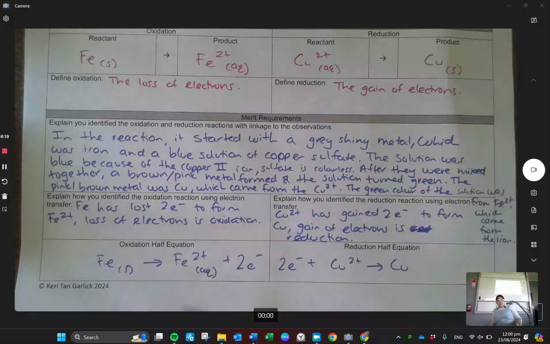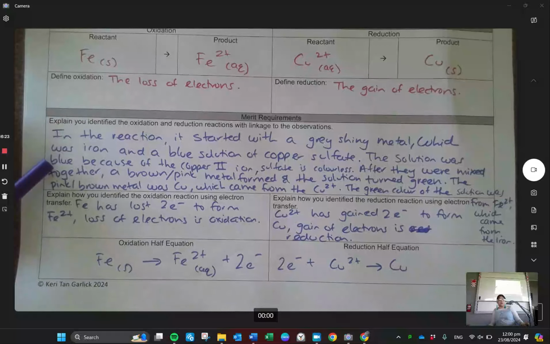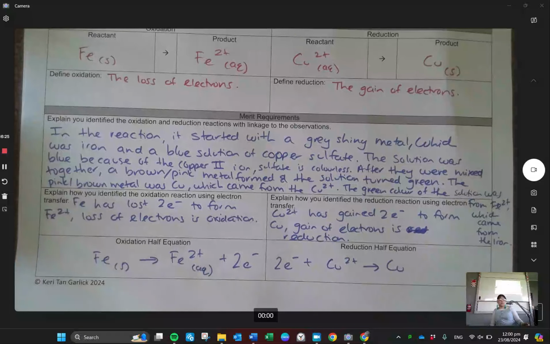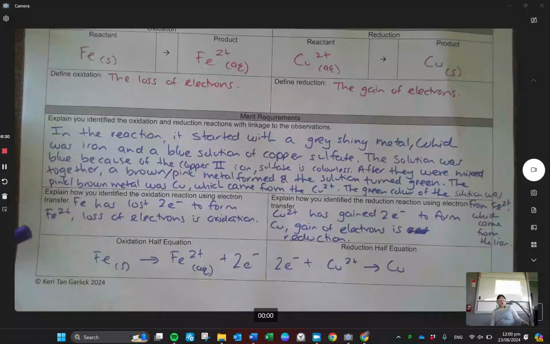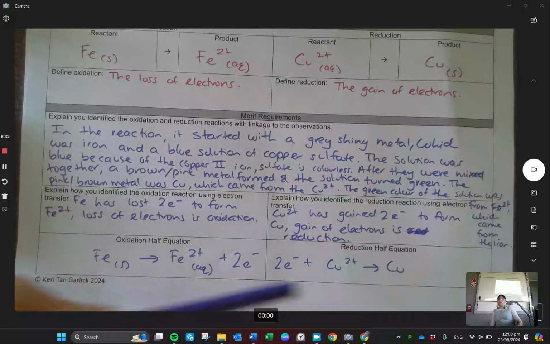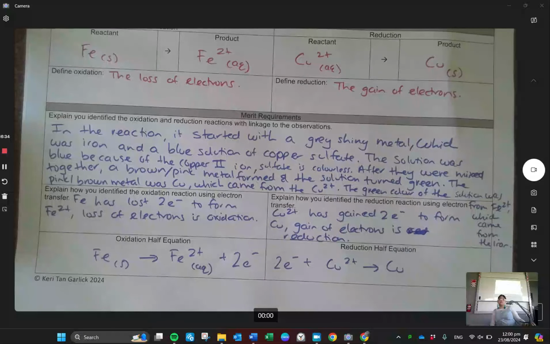So this bit here is the merit. For the merit, we're looking for, do you have the observations and to justify what you were doing? Have you gave me specific numbers of electrons gained or lost? Have you given me the half equations for both of them? That's it.